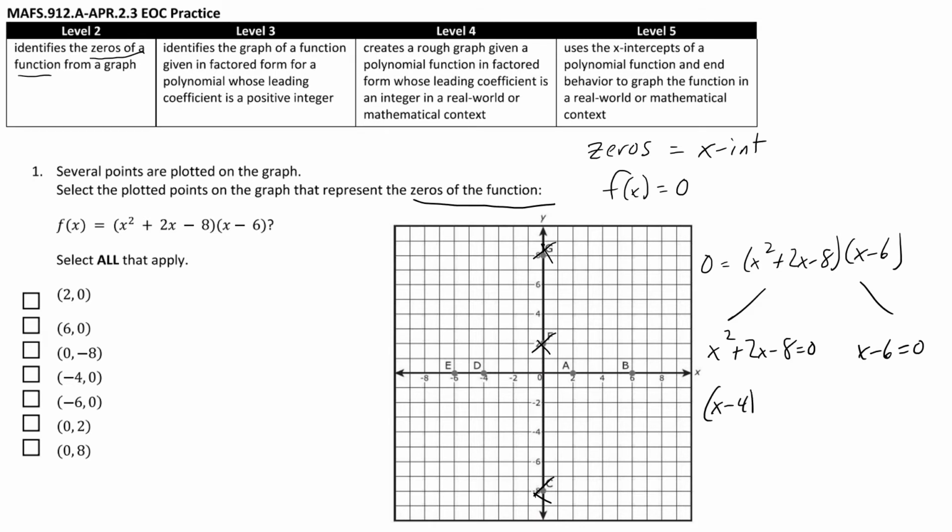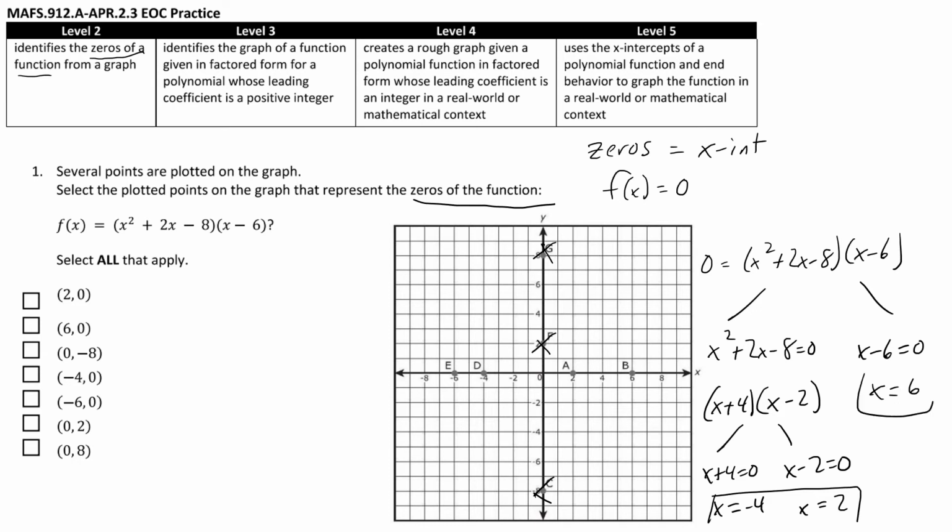Well, that would be positive 4 and negative 2. 4 minus 2 is 2. 4 times negative 2 is negative 8. So I will take both of these, set them equal to 0. I find negative 4 and positive 2 are both intercepts. As well, from this one, x minus 6, I also find x equal to 6. So we've got 6, 0, negative 4, 0, and 2, 0. Remember, x-intercepts, the numbers in front first, and the y is always 0.